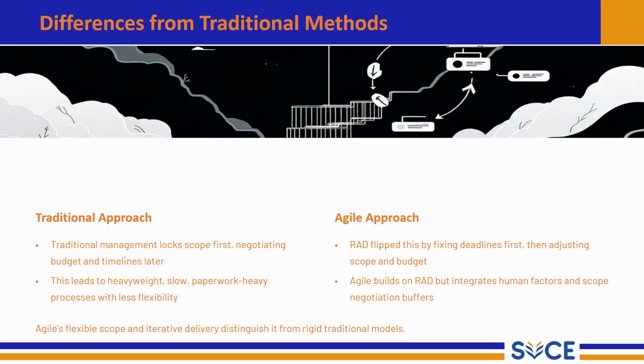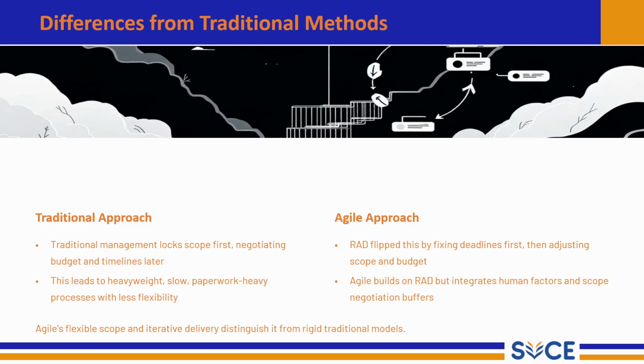And next one, the difference from traditional methods. Now we'll see what the differences are between the traditional method and the Agile approach. Traditional management locks scope first, negotiating budget and timelines later. In a traditional project management model like waterfall, the scope of the project is fixed at the beginning. Only after that does the team decide the budget and time. This creates problems later when requirements change because everything is tightly locked at the start. This leads to heavyweight, slow paperwork and heavy process with less flexibility.